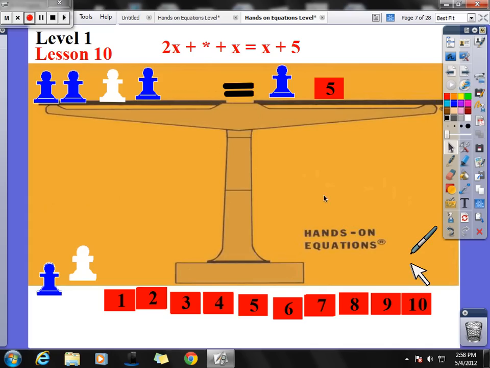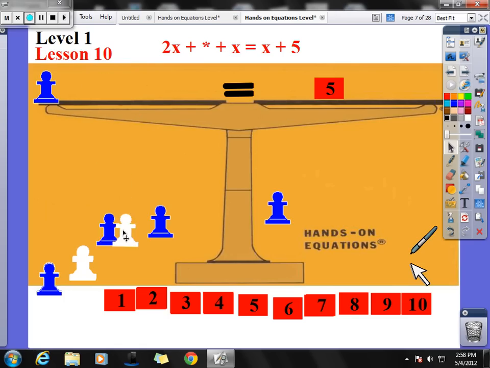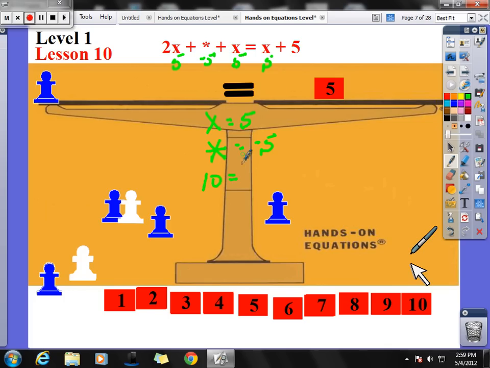So again, let's start taking away things because we know we can. I get rid of my x because I can. There's a 0. As soon as I see a white and blue together, that's a 0, I just take it off. And now I have x equals 5. And if x equals 5, that means that star is the opposite of 5, which is negative 5. So I have a 5 there, a negative 5 here, a 5 here, and a 5 here. 2 times 5 is 10. Negative 5 plus 5 is 0. 10 plus 0 is 10. And on the other side, I have 5 plus 5, which is also 10. So I have 10, check, 10.